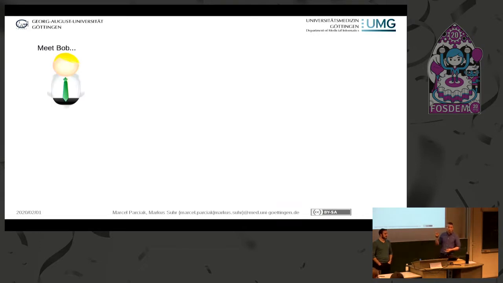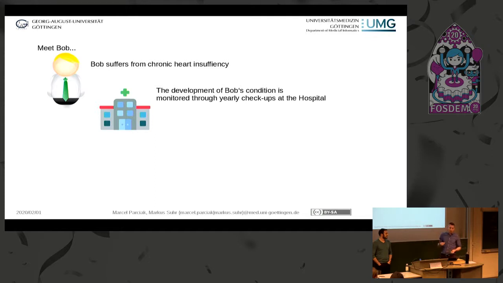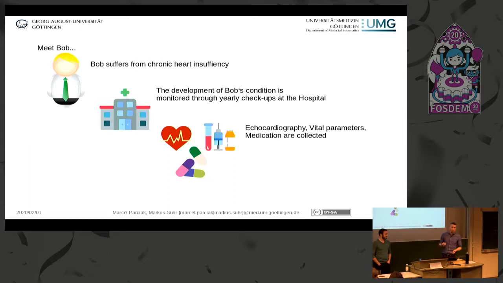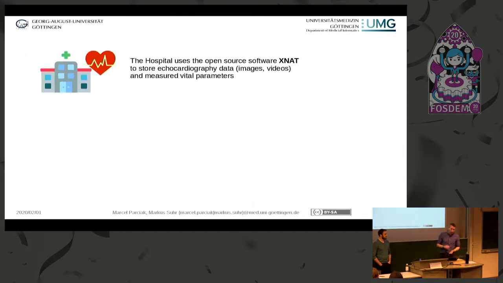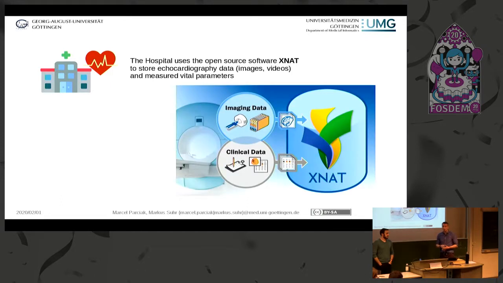short story. This is Bob. Bob suffers from chronic heart insufficiency. So this means that Bob regularly has to visit the hospital, have his condition checked up. Every time he has to go in for a routine checkup, they document the medication he's on. They take blood samples and also they make echocardiographic imaging. And all of this is stored in the clinical information systems. So this is a model hospital because they actually use an open source tool for primary care documentation. In this case, they use XNAT, which is a picture archiving and documentation system that is open source. And that can store the images created and the structured data that is derived from those images. So the vital parameters that are actually interesting in further research on the data.